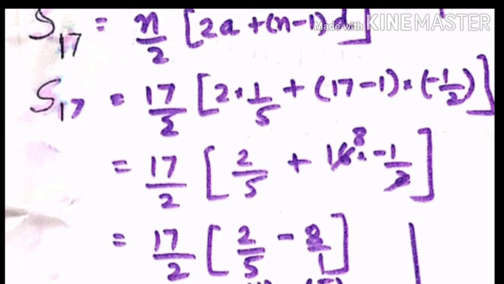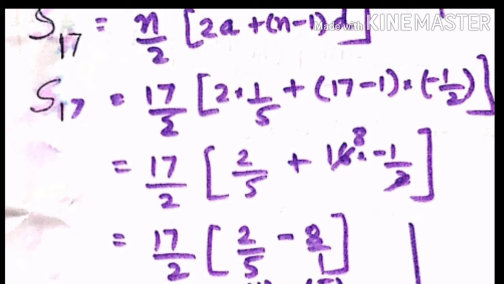So now that way we solve it, and 17 minus 1 becomes 16 into minus 1 by 2, and that is cancelled by 2. So we get minus 8. So the next step is 17 by 2, 2 by 5 in the bracket minus 8. So that bracket we solve again by taking LCM. The LCM will be 5, and that 1 2s are 2, minus 8 5s are 40.